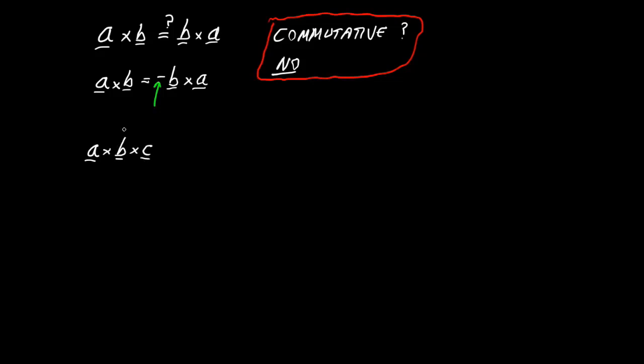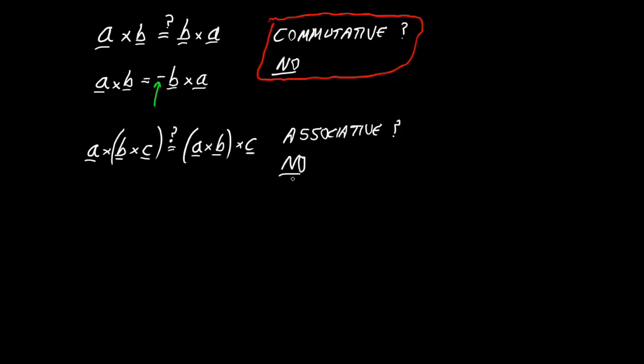Now, how about the associative property? Can we say that A cross B cross C, where B and C have already been worked out, is the same as A cross B and then cross C? What do we think? Is that going to work or not? In fact, this is the associative property. We might ask whether this is true, and the answer is no. Again, the cross product does not have this property, so the order in which you do your cross product, if you have the cross product of three vectors, does matter.